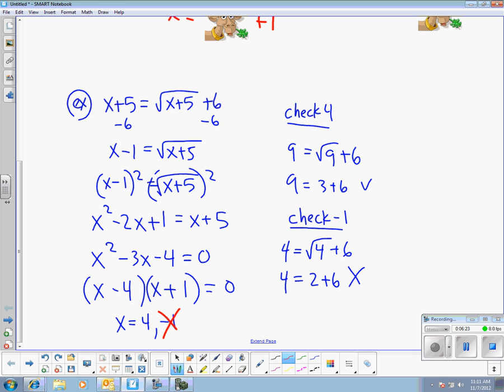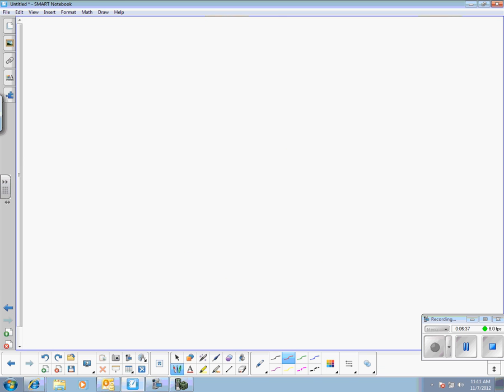So this one was a relatively easy one because you isolated the radical on the right and you squared, and there wasn't anything too crazy. We got rid of the one and only radical when we isolated and squared. Sometimes you cannot get rid of them all, and here's an example of that.